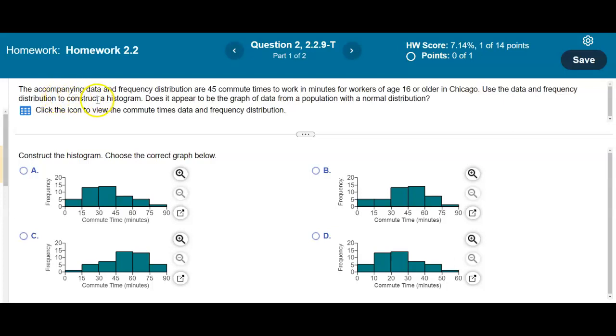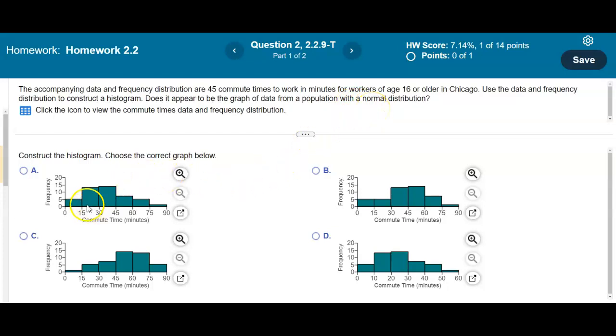The accompanying data and frequency distribution are 45 commute times to work in minutes for workers of age 16 or older in Chicago. We want to use the data and frequency distribution to construct a histogram. Does it appear to be the graph of data from a population with a normal distribution?